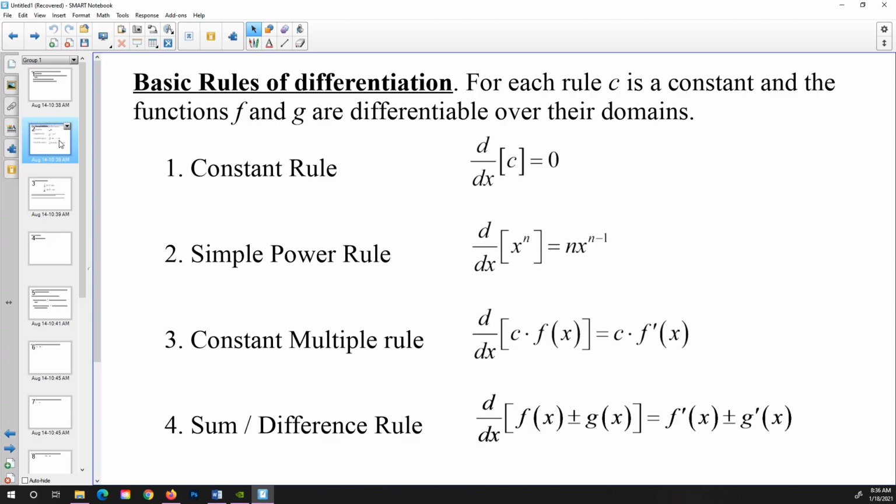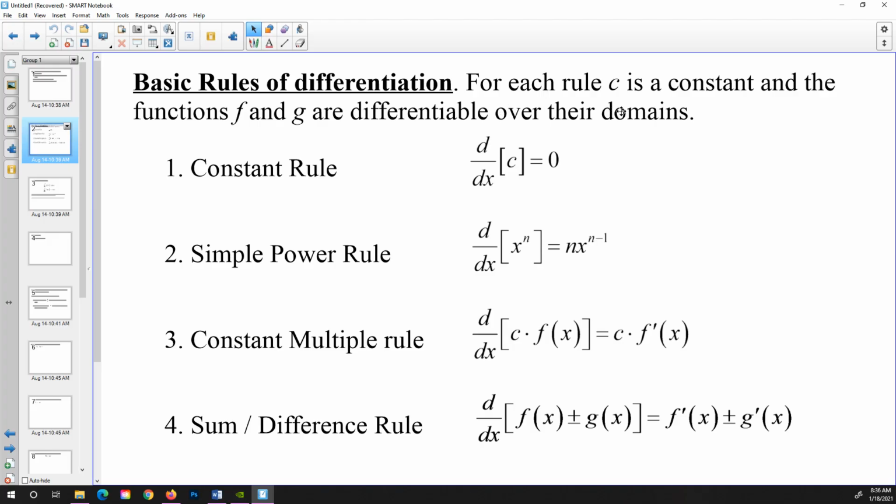Our first two transcendental functions, sine and cosine, will also be given rules for differentiation. Finally, we will discuss the derivative as a rate of change and introduce some of the ways in which the derivative can be applied in the real world. Let's get started. Basic rules of differentiation.